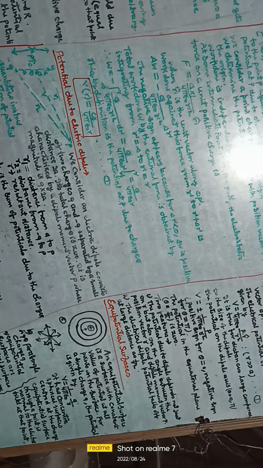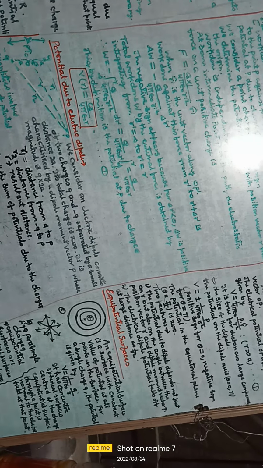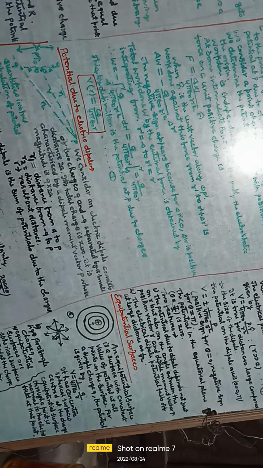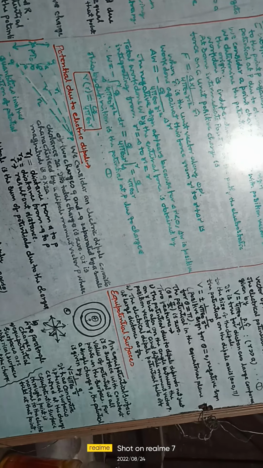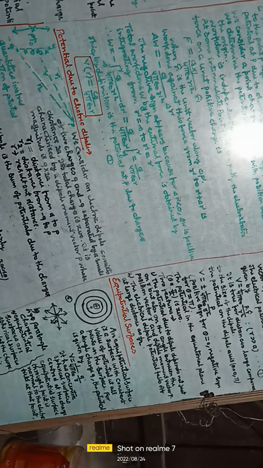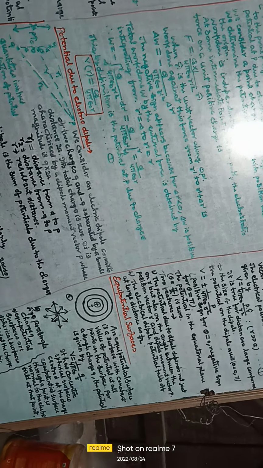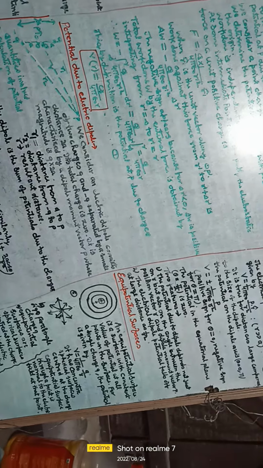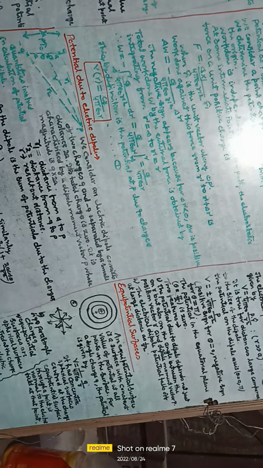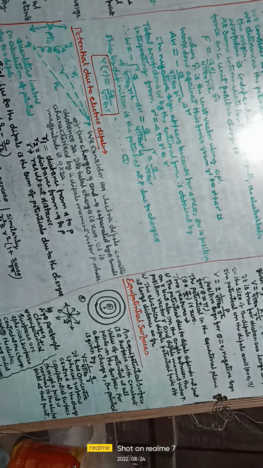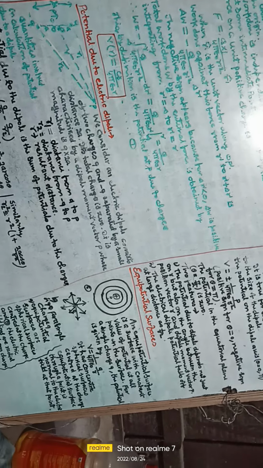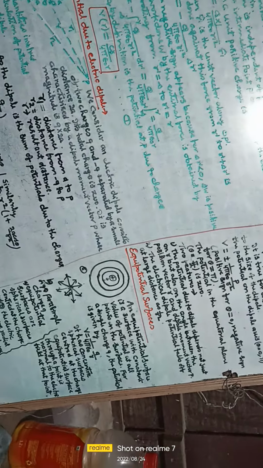The potential due to the dipole is the sum of the potentials due to the charges Q and minus Q: V = 1/(4 pi epsilon naught) [Q/r1 minus Q/r2]. By geometry, r1 square = r square plus a square minus 2ar cos theta, and r2 square = r square plus a square plus 2ar cos theta. So r1 square = r square (1 minus 2a cos theta/r plus a square/r square), which is approximately r square (1 minus 2a cos theta/r). Similarly, r2 square is approximately r square (1 plus 2a cos theta/r).